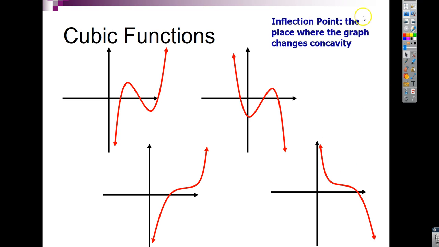The inflection point is the place where the graph changes concavity. But basically that means that's where it goes from increasing to decreasing or decreasing to increasing.